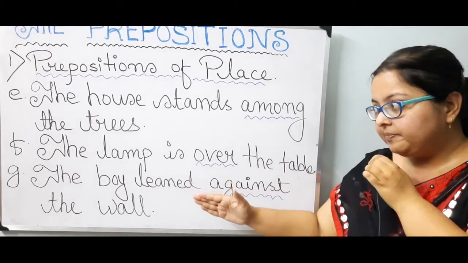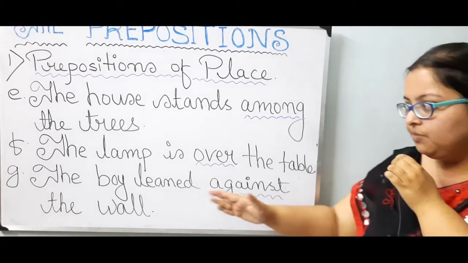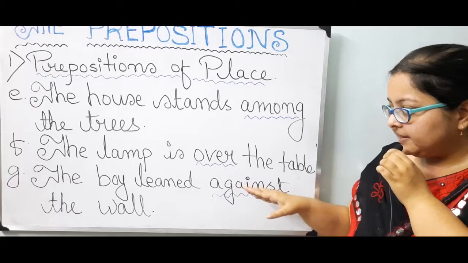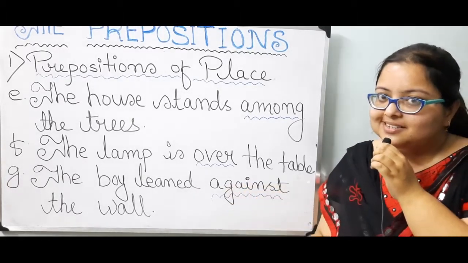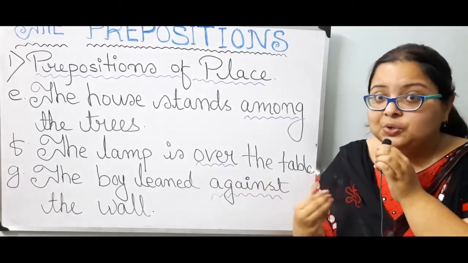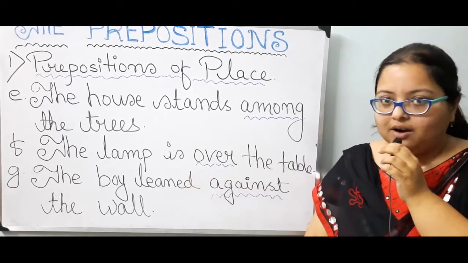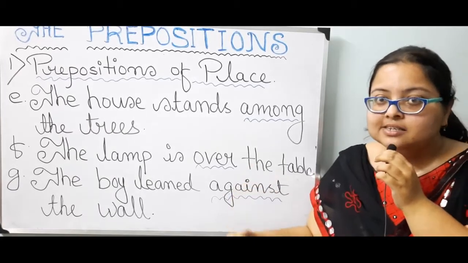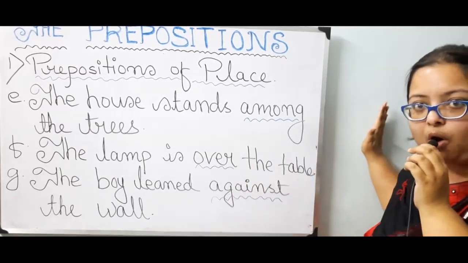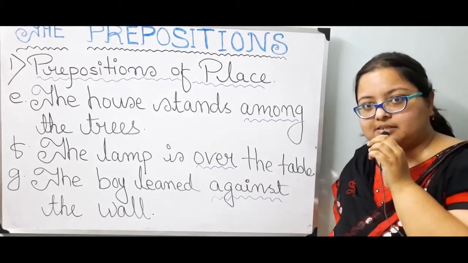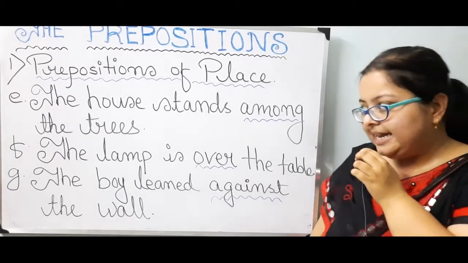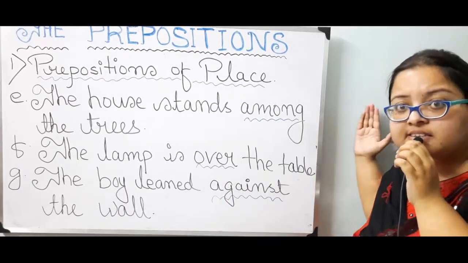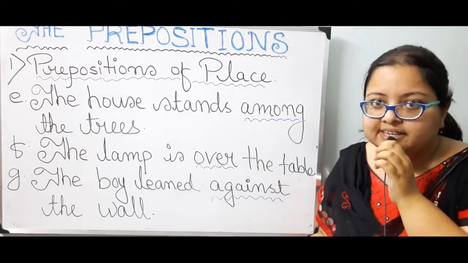The boy leaned against the wall. Number G, the boy leaned against the wall. Against means not literally against someone or anything, not that one. Against the wall means in contact with the wall. Suppose leaning like this. So leaned, bent, touching the surface of the wall. So against the wall.